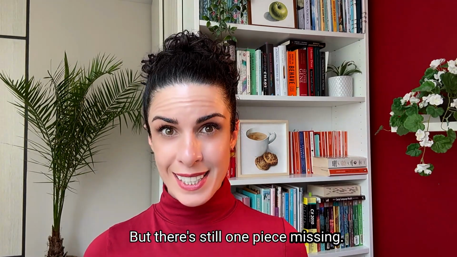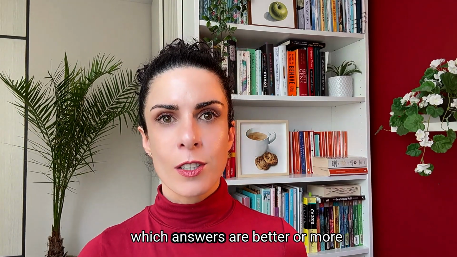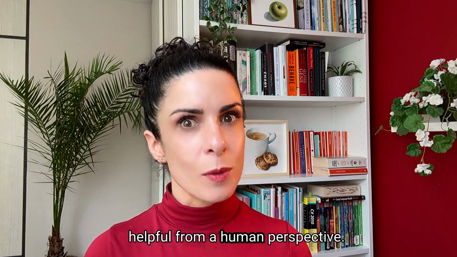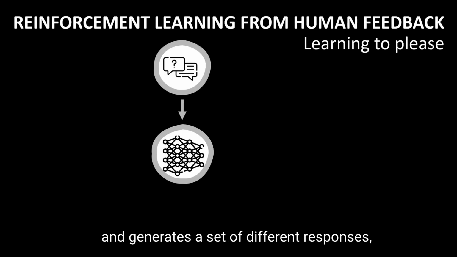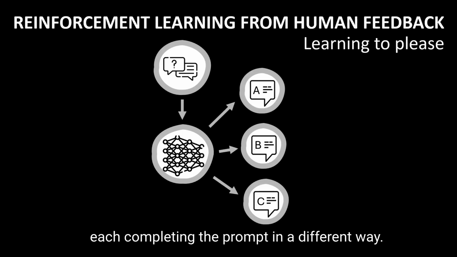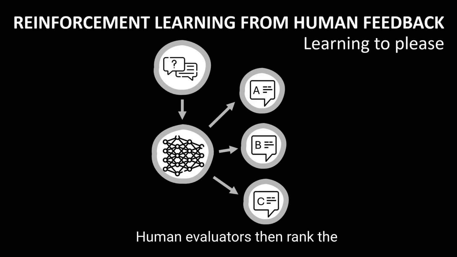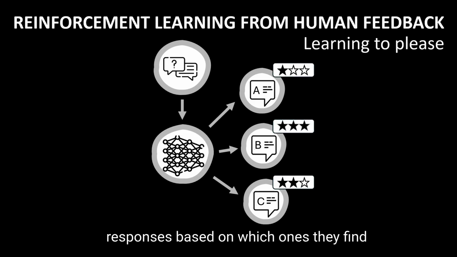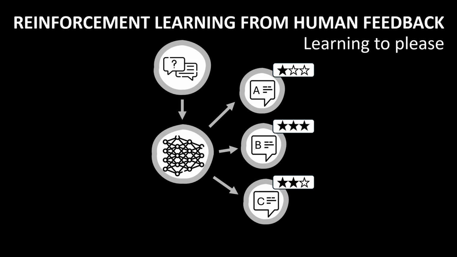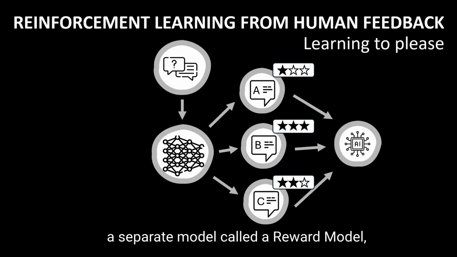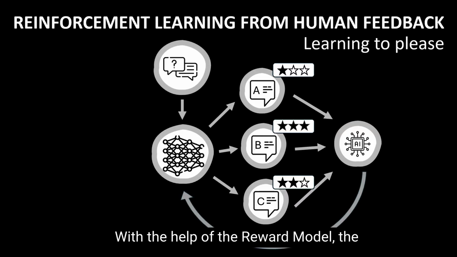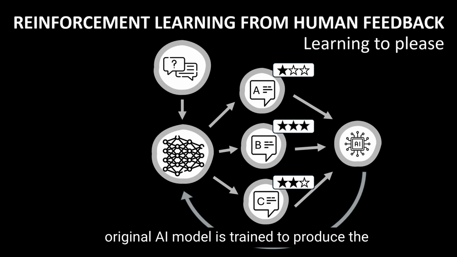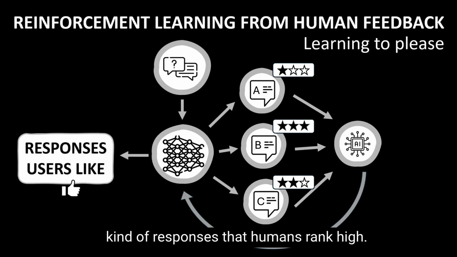But there's still one piece missing. The AI model still hasn't learned which answers are better or more helpful from a human perspective. That's the goal of the final stage, reinforcement learning from human feedback. At this stage, the AI model receives a prompt and generates a set of different responses, each completing the prompt in a different way. Human evaluators then rank the responses based on which ones they find most accurate, adequate, and helpful. These human rankings are then used to train a separate model called a reward model, which learns to predict human preferences. With the help of the reward model, the original AI model is trained to produce the kind of responses that humans rank high.